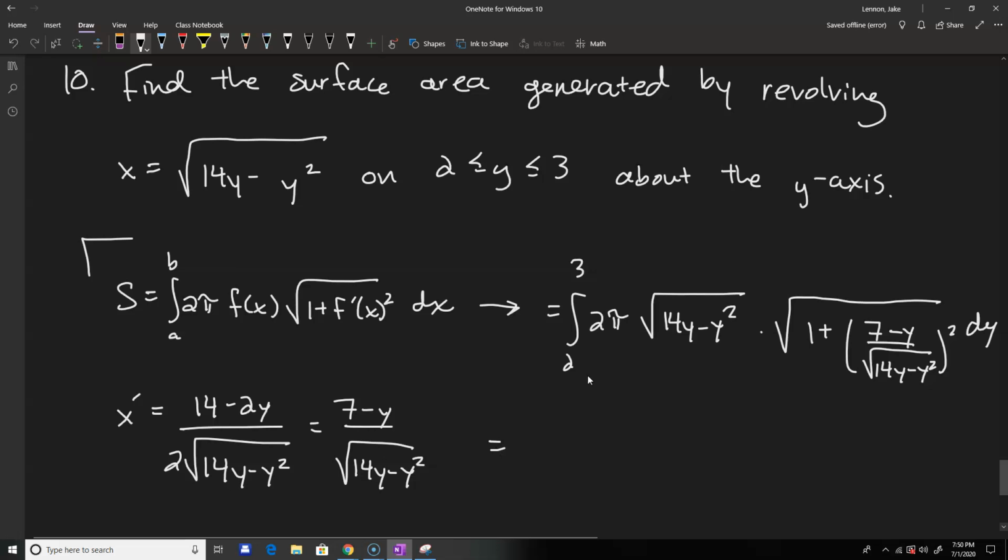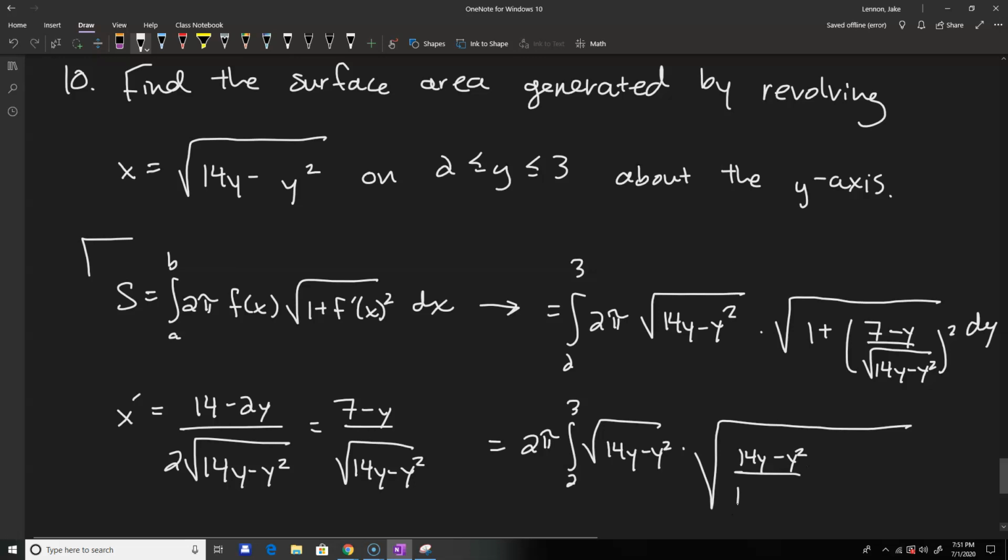Okay, so we're hoping for a bunch of cancellation eventually, but let's see how that's going to work. Essentially, we're going to need to get a common denominator in the second square root, so we're going to end up with 2 pi integral from 2 to 3. We've got the square root of 14y minus y squared, and then we're being multiplied by a gigantic square root, and we want to make a common denominator. So when you square it, we're going to get a 14y minus y squared over 14y minus y squared. So that's our 1 we're replacing. And then we're going to get a plus 49 minus 14y plus y squared, foiling the numerator, over 14y minus y squared, and all of this is being multiplied by dy.